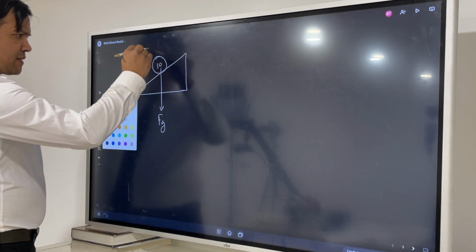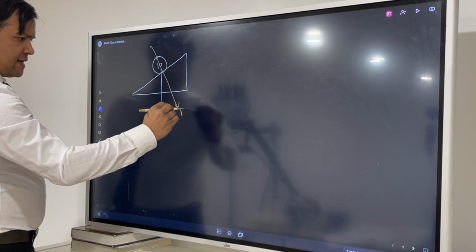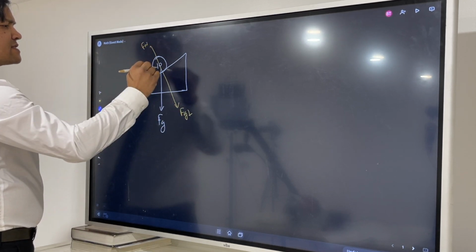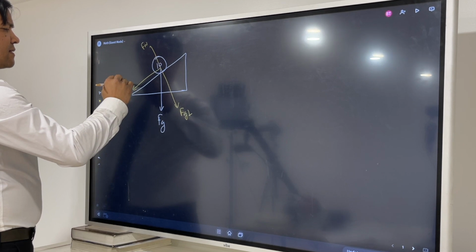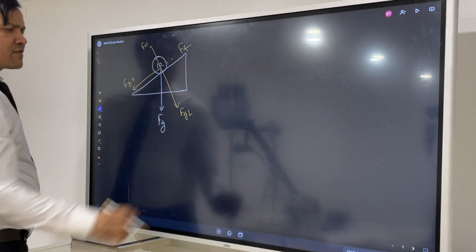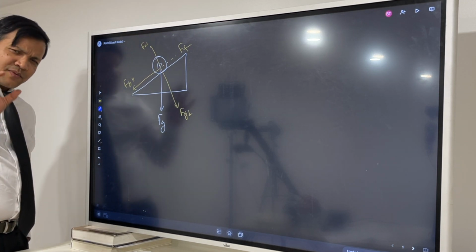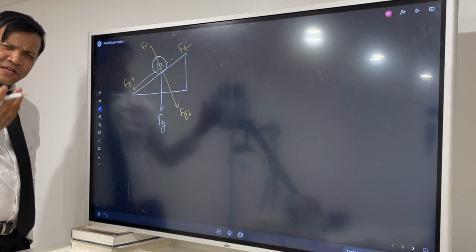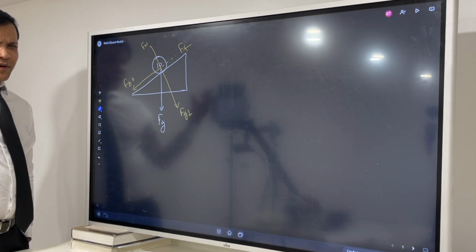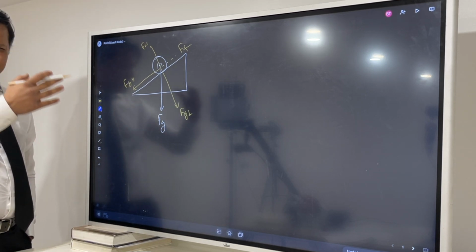One is perpendicular, Fg perpendicular, which is the normal force. One is Fg parallel, which is opposite to the force of friction. Okay, that's very simple. That means gravity has two components: one is the parallel component, one is the perpendicular component.